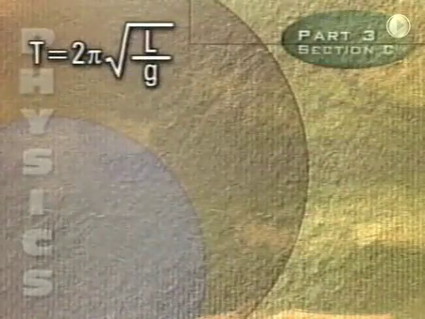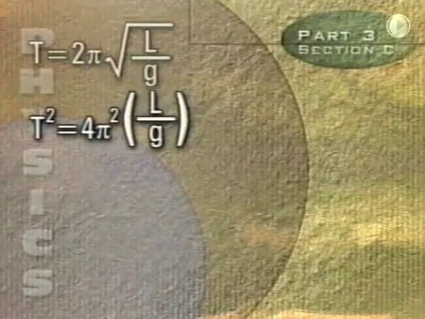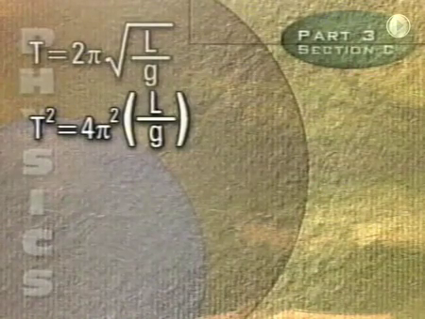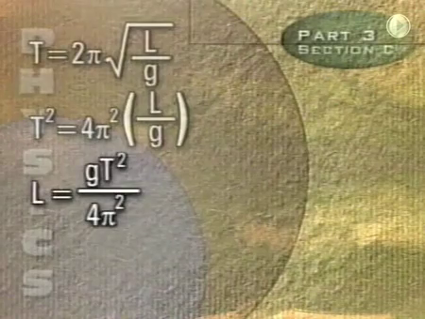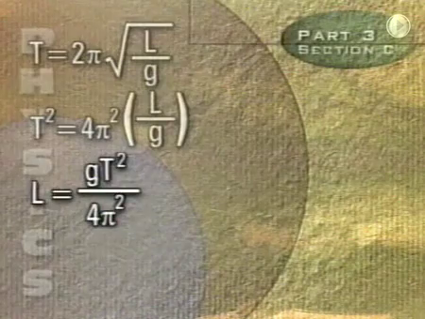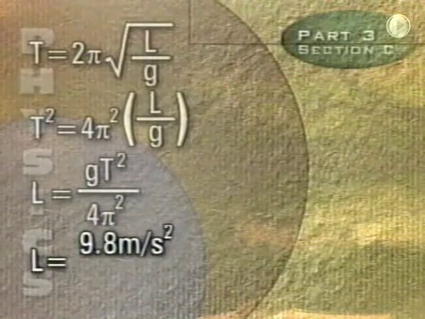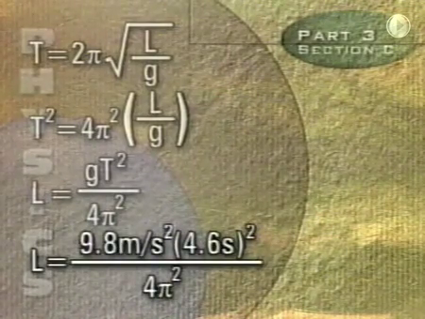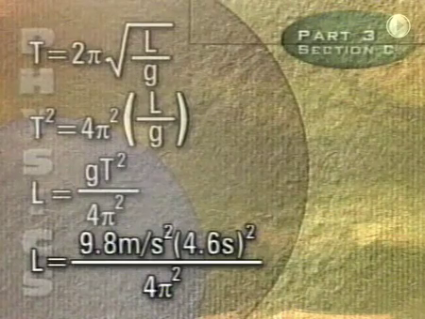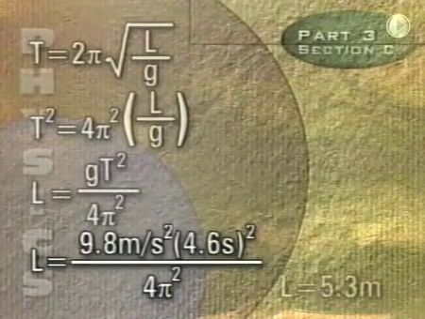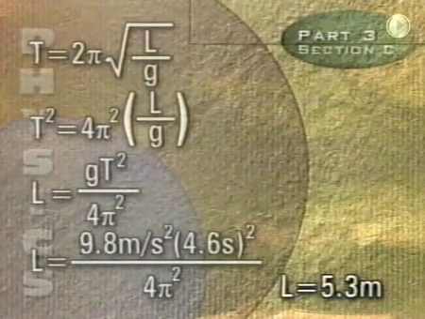That's T equals 2 pi times the square root of L divided by g. To isolate length, square both sides and we get T squared equals 4 pi squared times L over g. Solving for L equals g T squared over 4 pi squared. Filling in the acceleration due to gravity, 9.8 meters per second squared, and the period, 4.6 seconds, we get L equals 9.8 meters per second squared times 4.6 seconds squared divided by 4 pi squared. After all that, we find that the length of the pendulum is 5.3 meters.